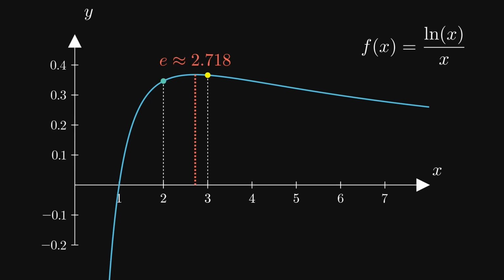Using calculus, we take the derivative and set it to 0. The peak occurs exactly at Euler's number, e. Since e, approximately 2.718, is the peak, numbers closer to e result in higher values.